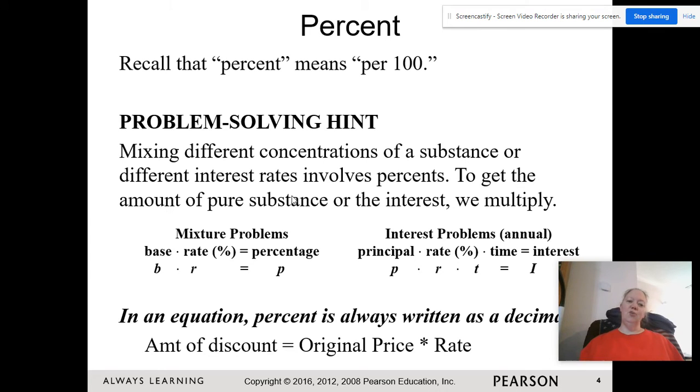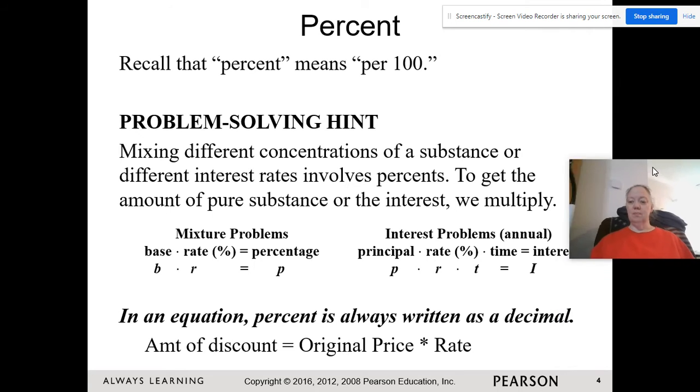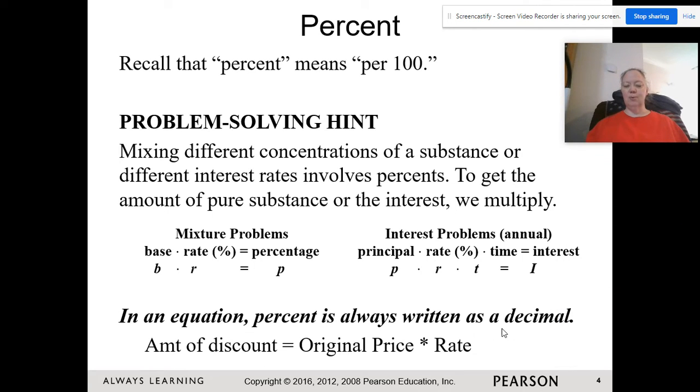Percent means per 100. So if I have something that involves a percent, it has to get multiplied times something. The percent always has to get multiplied times something, and you always write it as a decimal. Percent is always written as a decimal. If I'm trying to figure out an amount of discount, you take the original price and you multiply it times the discounted rate or the percent of discount.